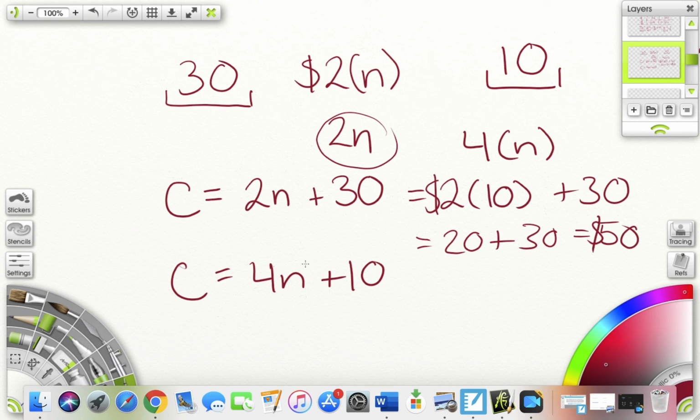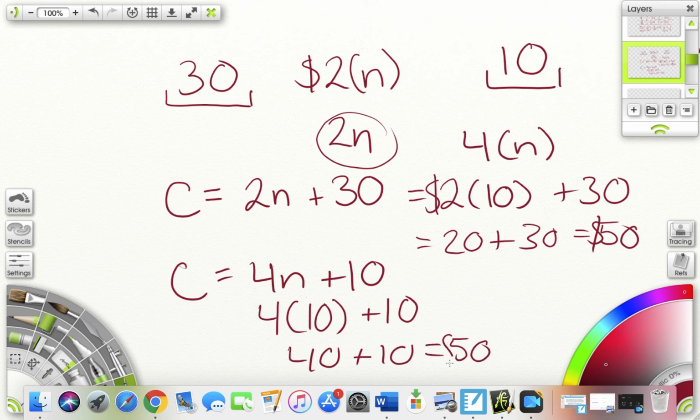My next option is, let's see, $4, and I'd plug in 10 because I still want to watch the same amount of movies. So 4 times 10 plus 10. So 4 times 10 gives me 40 plus 10 equals 50. So in this case, where I only want to watch 10 movies, it doesn't matter which pass I buy because it's going to give me the same price. It's still going to cost me $50 either way for 10 movies.